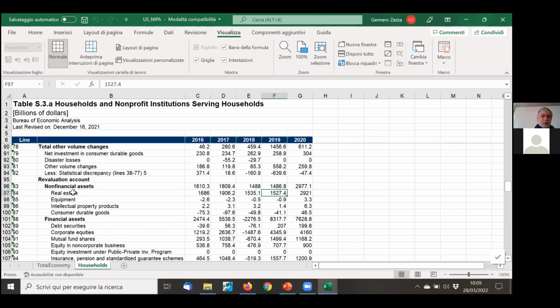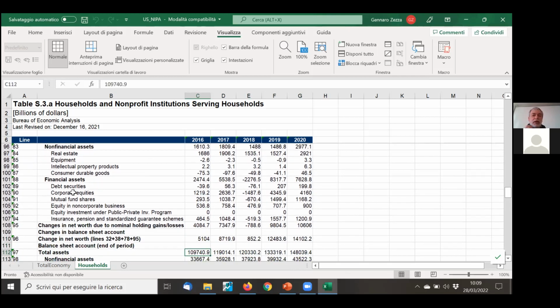So if you cumulate these, they are flows, so they can be cumulated, you can see that in the last 5 years, they got almost up to $7 trillion more in the value of their homes. Now, we will discuss later whether this is real wealth or just fictional wealth and what role it plays.